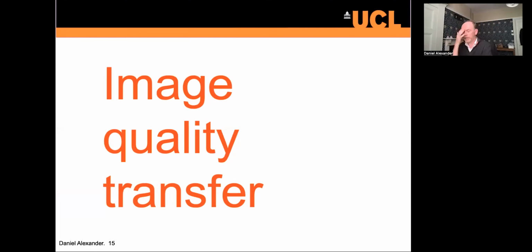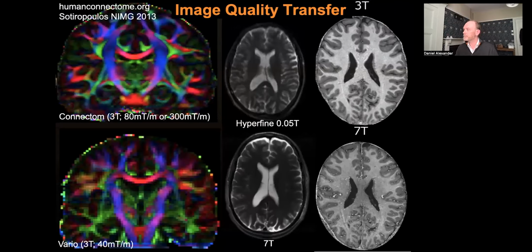So that's where I come into this story with the notion of image quality transfer, which essentially is a method for using modern machine learning techniques to try to enhance the quality of images, particularly from these low resource settings. So I'll talk about image quality transfer just for a bit now.